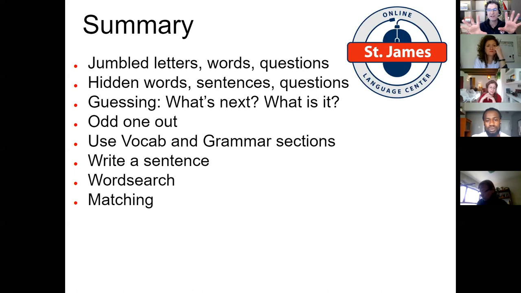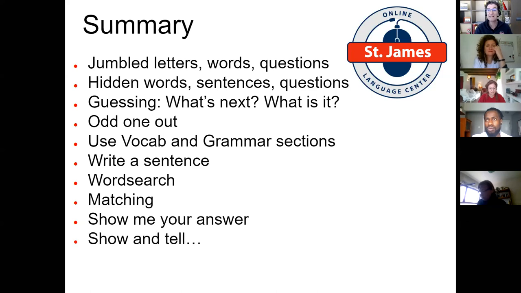When we do the matching, it's much better, in my experience, to give them the beginning of the sentence and the endings on different slides, so that they have to remember either the beginning or the end. Show me your answer, A, B, or C. Show and tell, this is great for homework.